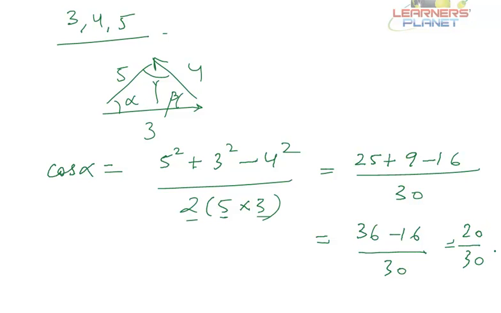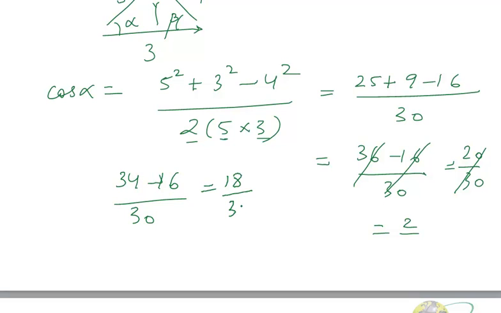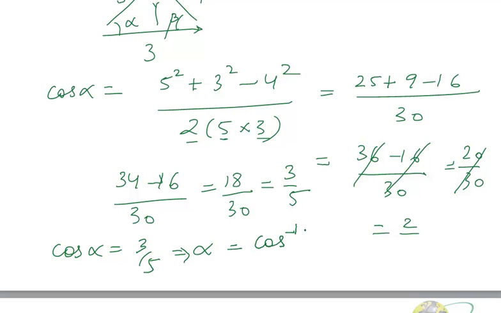So the value that we are going to get is 25 plus 9 is, I'm sorry, actually 34 minus 16 divided by 30, which is 18 by 30 or 3 by 5. So the value of cos alpha is 3 by 5, or the angle you can write as cos inverse of 3 by 5.